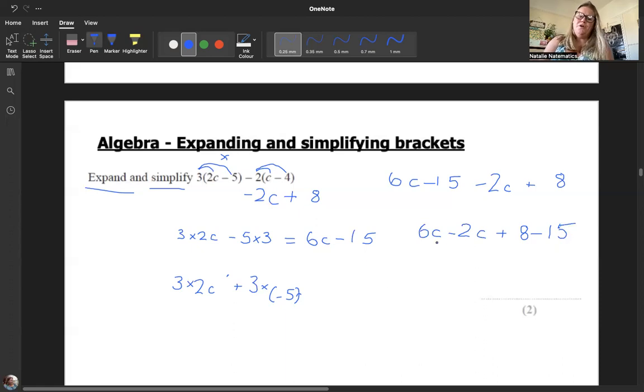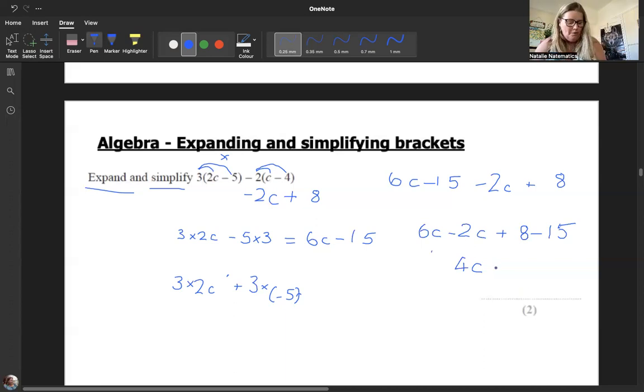Okay. So C, I don't know what it is, but I know I had 6 of them, and I then took 2 away. So I've got 4 left of whatever that thing is, C. So 4C. And then we've got a +8, take away 15. I am going to just show you that on the calculator. 8 minus 15 is a -7.